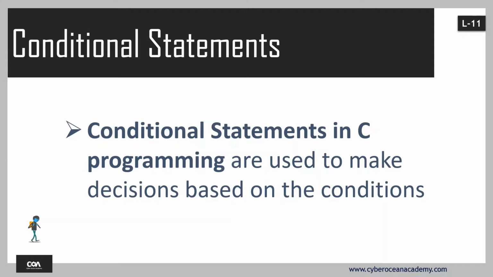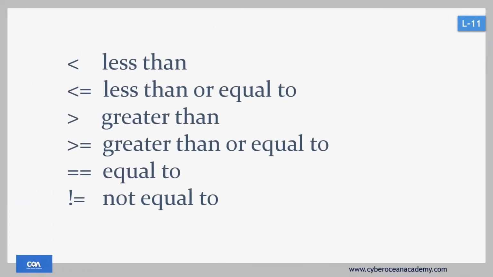In mathematics we represent some conditional statements using some operators. In the same way, in C programming we use relational operators to write our conditional statements. We will also discuss relational operators in detail in the operators lecture. Now let's see how you can write if, if else, and nested if else, these kinds of conditional statements in C programming.